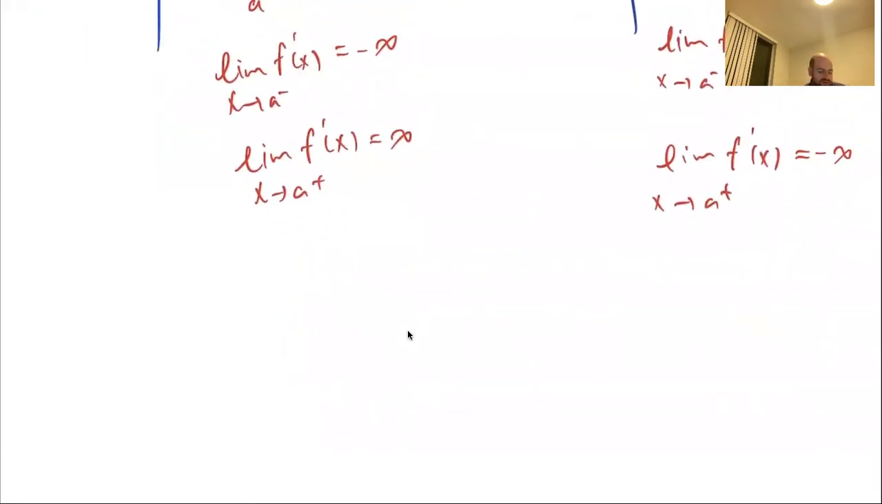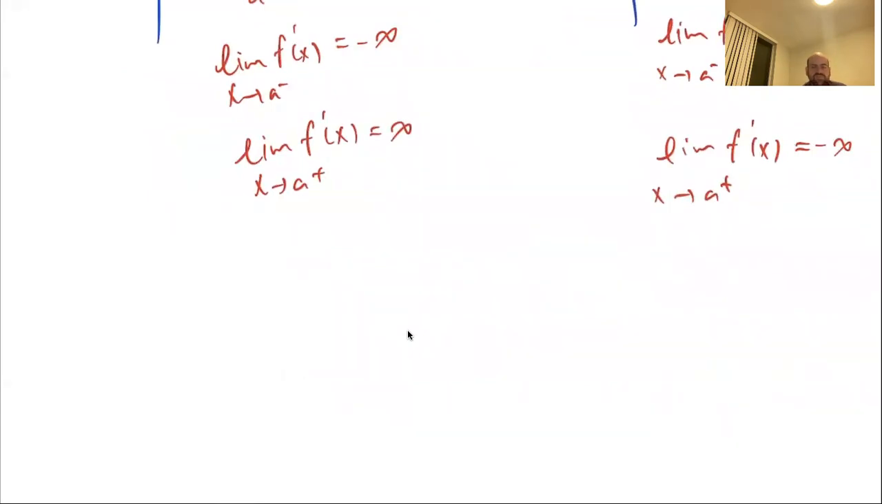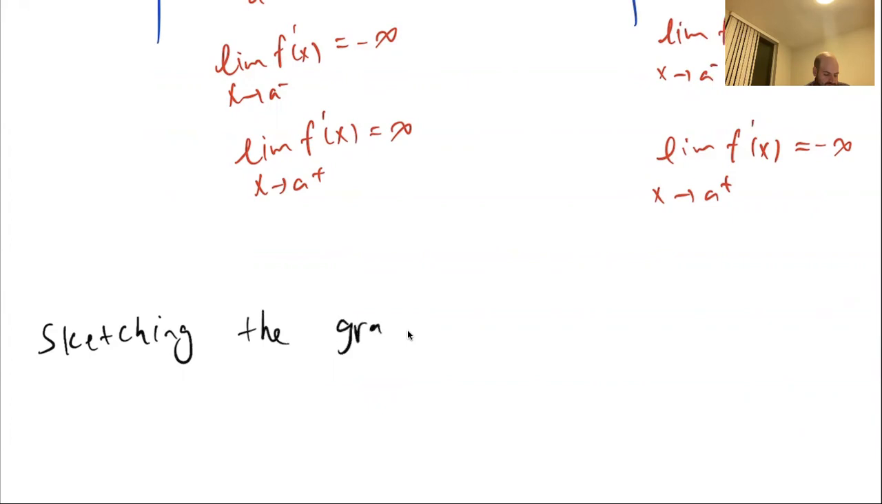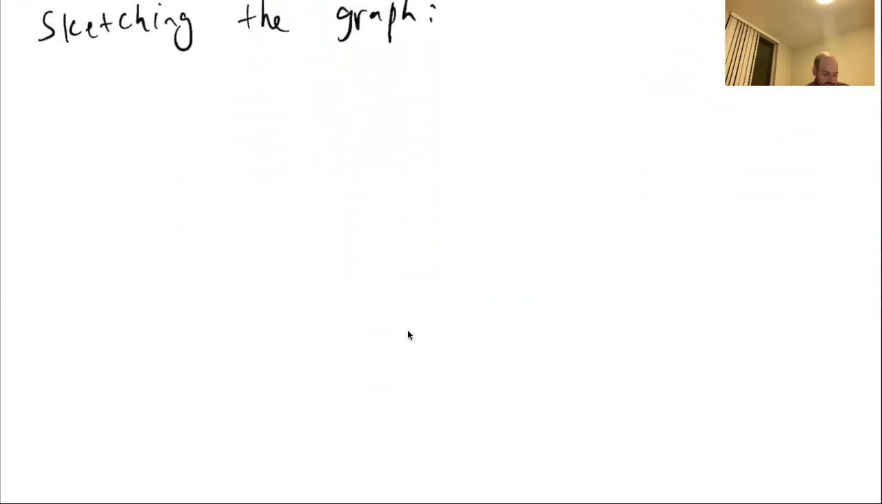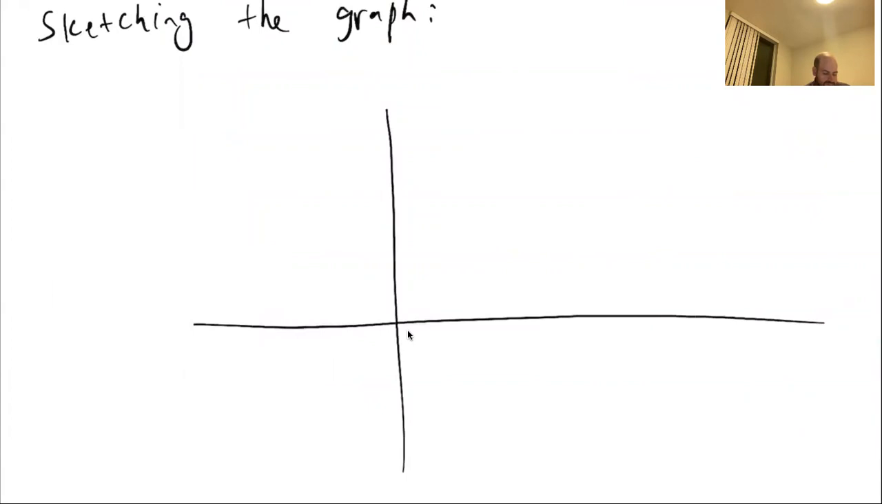So let's sketch the graph now. Sketching the graph. We don't have any asymptotes here. Again, I want you to notice that the limit of f is not infinity or minus infinity. If the limit of f was infinity or minus infinity, we would have a vertical asymptote at that point. But that's not the case.